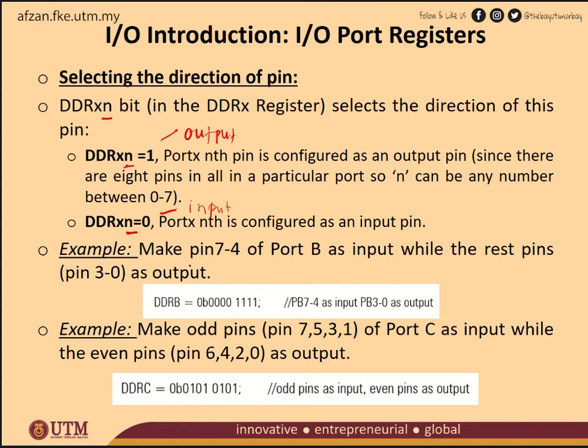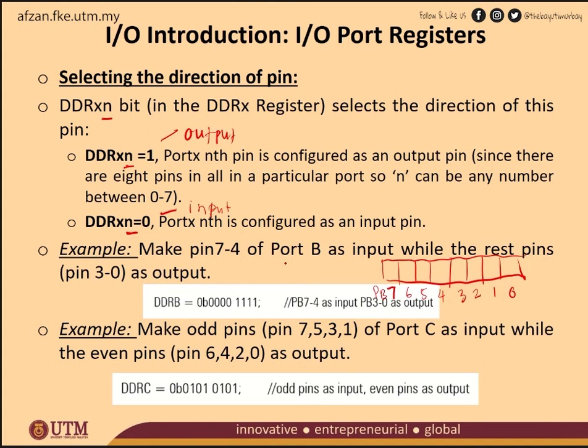Alright, for example here, you're going to make your pins 7 to 4 of port B input, while the rest of the pins of port B are output. So let's say this is your port B. Okay, how to draw. Alright, so this is your port B. Port B, you have how many bits? 8 bits, starting from bit 7. So I make it PB7, 6, 5, 4, 3, 2, 1, and 0.